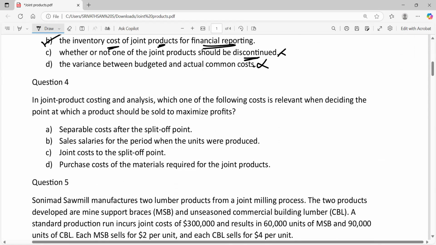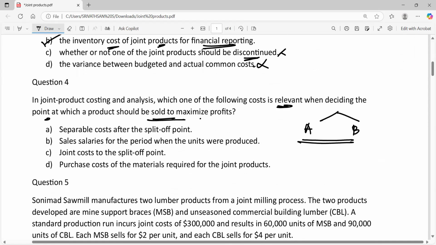Fourth question. In joint product costing and analysis, which one of the following costs is relevant when deciding the point at which a product should be sold to maximize profit? What they are saying here is, for example, let's say as an output to the process, we get two products, product A and product B. Let's assume both the products have significant market value. So we can say product A and B both are joint products.